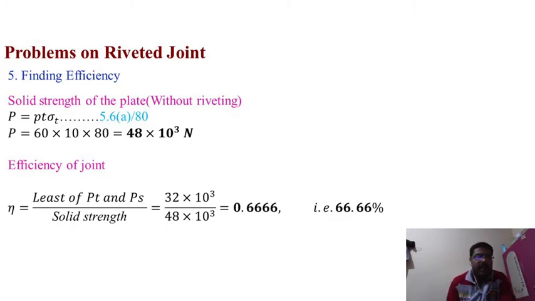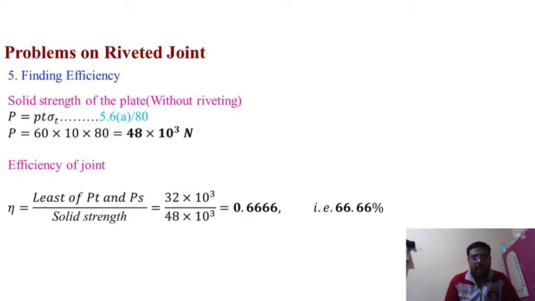So, finding the efficiency, we need the solid strength. The solid strength of the plate without riveting, P is equal to P into thickness T into sigma T, equation number 5.6a, page number 80 from the data handbook. P is equal to 60 into thickness of the plate 10 into sigma T equal to 80. Therefore, this is 48 into 10 raised to 3 newtons. This is the solid strength of the plate.